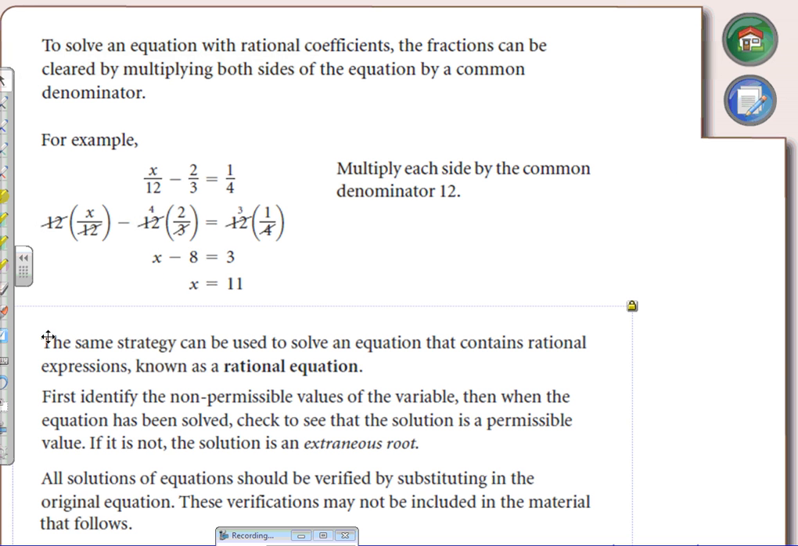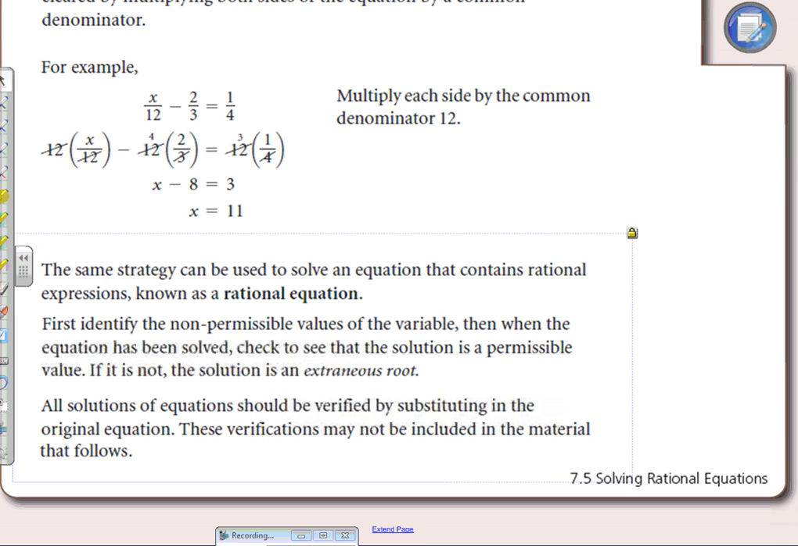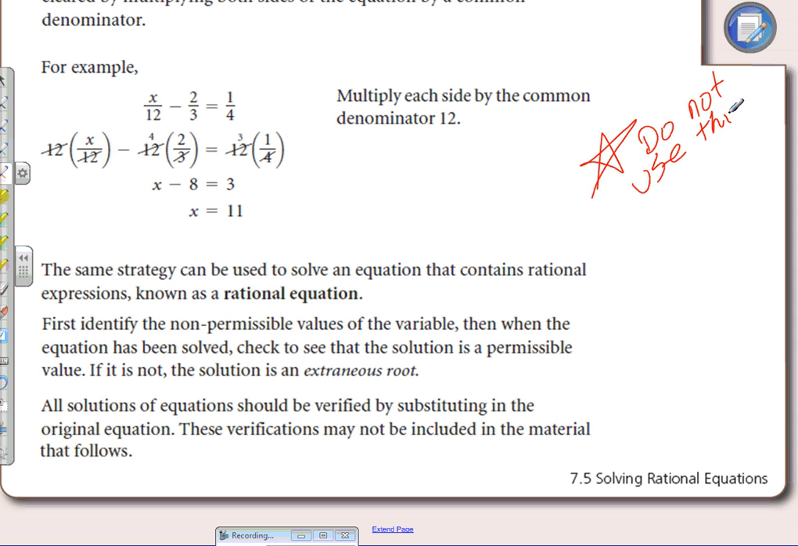So the same strategy we can use to solve the rational equations, just like I said. But I'm going to have you start and make sure that you write this down. Do not use this method for rational expressions.